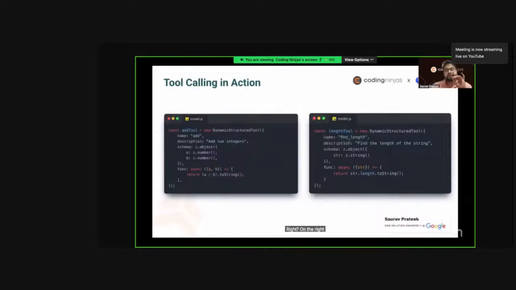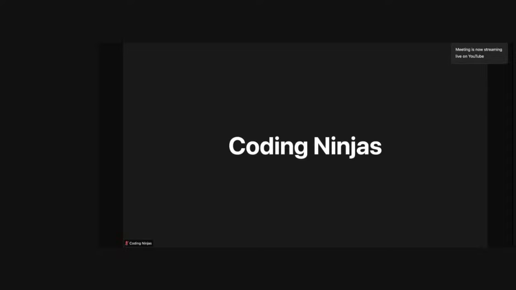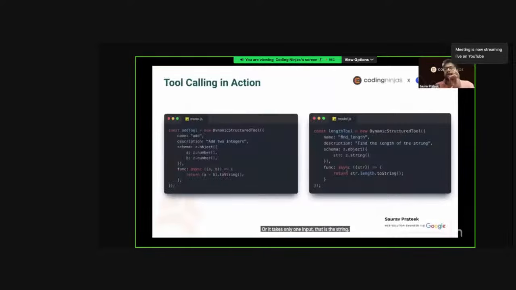On the right side, there is a length tool, whose name is find length. What it does is find the length of the string, and the schema is very simple. It takes only one string. And the implementation of the function is also very simple. It directly returns the length of the string, right?